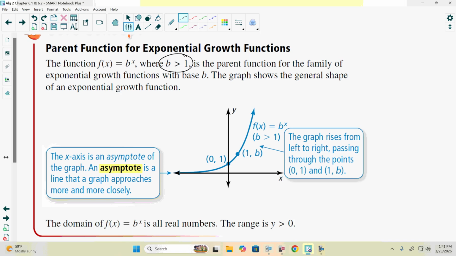B to the 0 is going to be 1. And also, b to the x, the function, will never be 0. There's no way to put a number to a power and get it to be 0. It could be 1. We could put a number to the 0 power and get 1, but it itself cannot be 0.